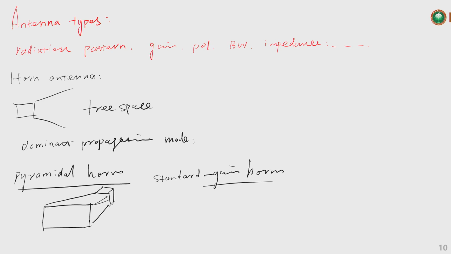Why is it called a standard gain horn? Because it can usually be used as a reference antenna for the measurement, used as a reference antenna for calculations. And also, if we wanted to enlarge, we can change it to the sectorial horn.